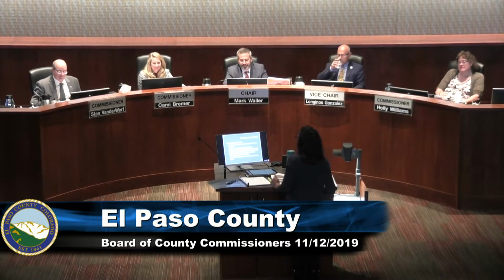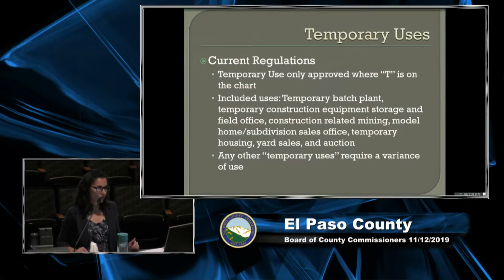Okay. Temporary uses. So currently in the regulations, if there's a T, then it's a temporary use. If there is no T, then it's a variance of use. So even if somebody's just having an event for one day out of the year, we would have to tell them you have to do a variance of use. Variance of use, as you all know, requires the full public process where neighbors are notified and there's 2 hearings, and it's very expensive.